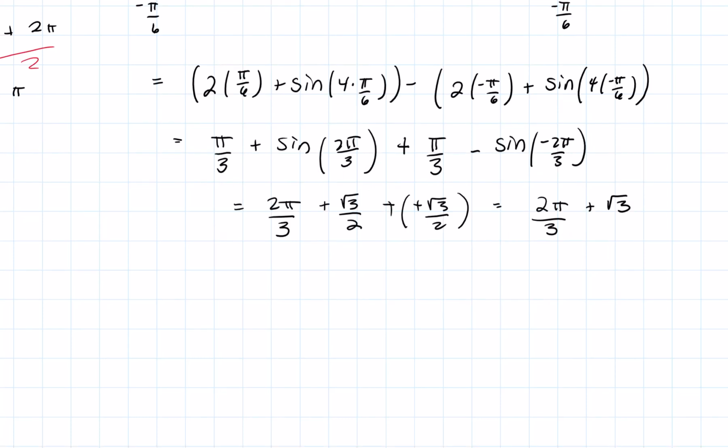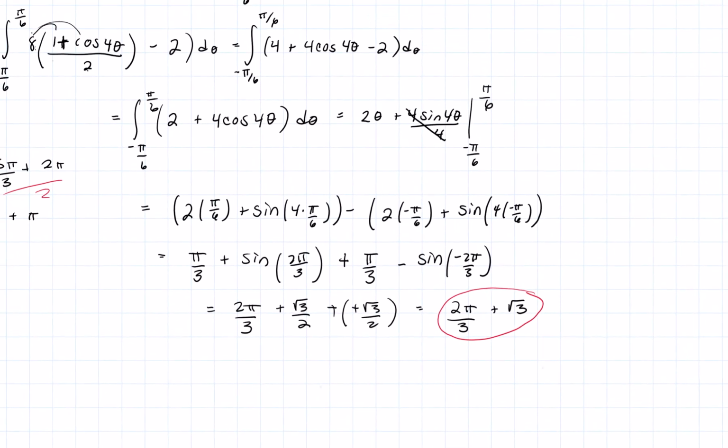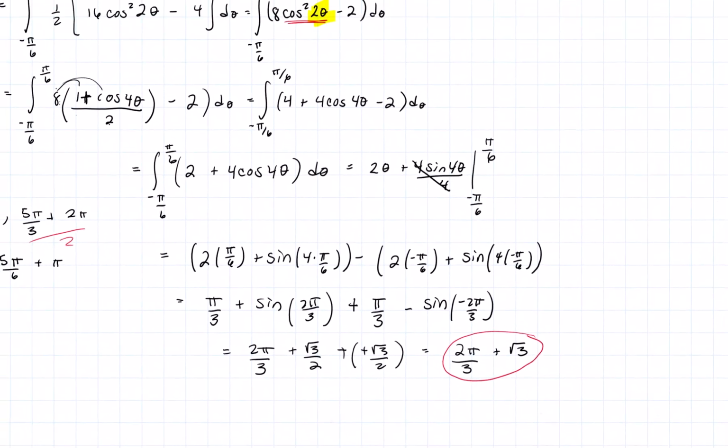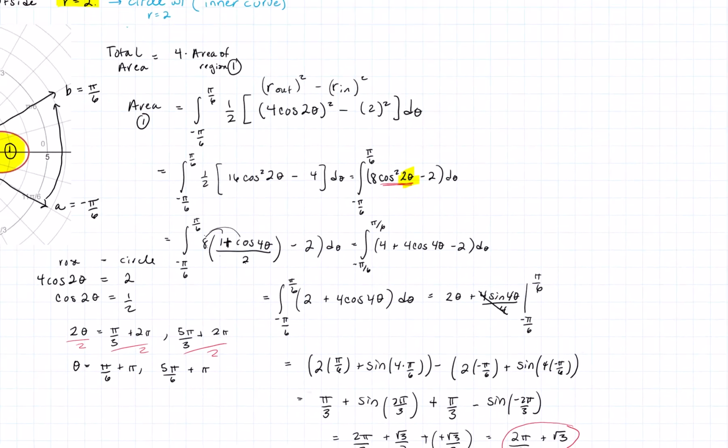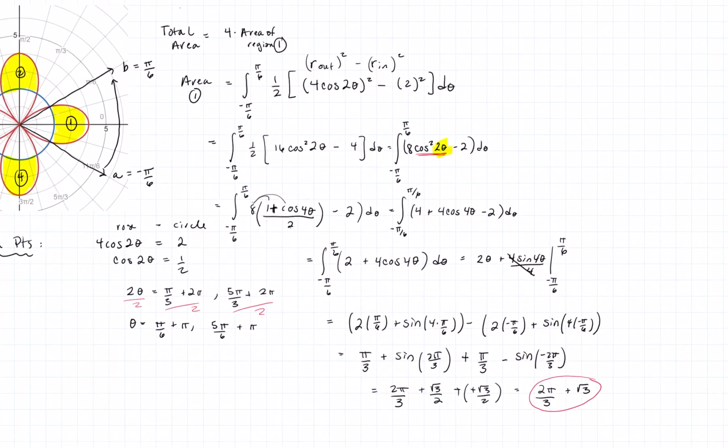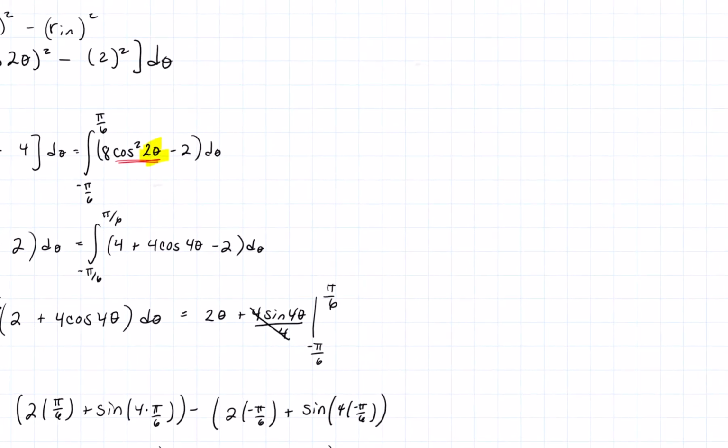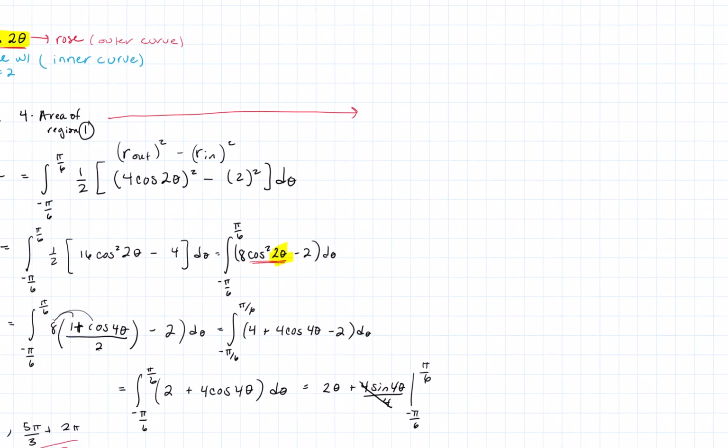Okay, so here we have it. We have found that the area of one tip of the leaf is 2 pi over 3 plus root 3, and that, remember, is just one segment. That's the segment of region 1. So if we want the total area, it's going to be 4 times that.